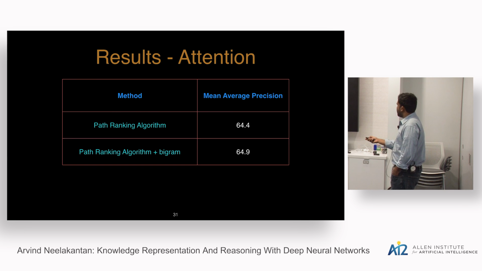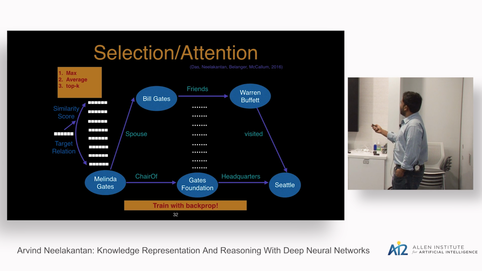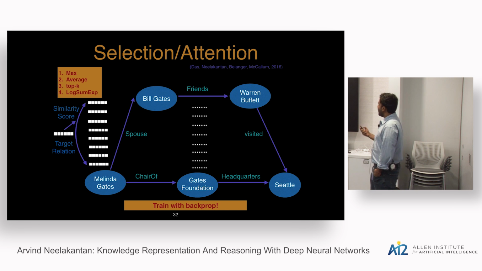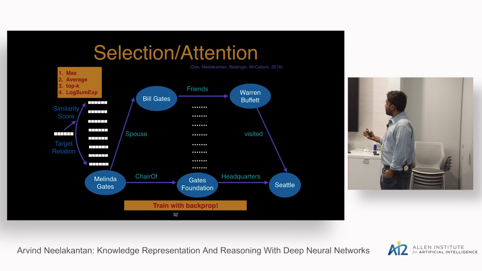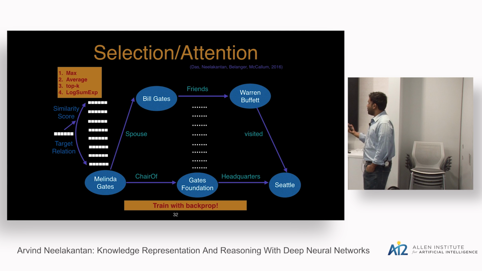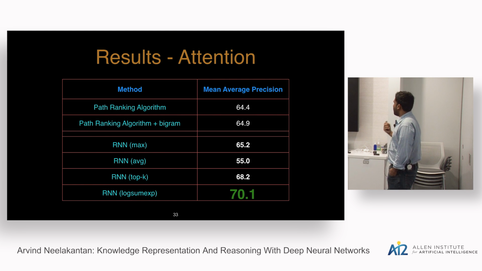I just want to finish this. Finally, we also got GPUs in our lab, and we tried other attention procedures. You can take the average score instead of just the maximum, or you can take the top k, and finally log sum exp, a continuous version of the max function. Once you do this, you start performing much better than the symbolic methods.